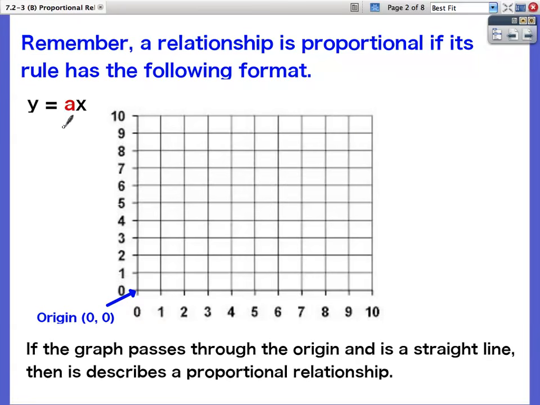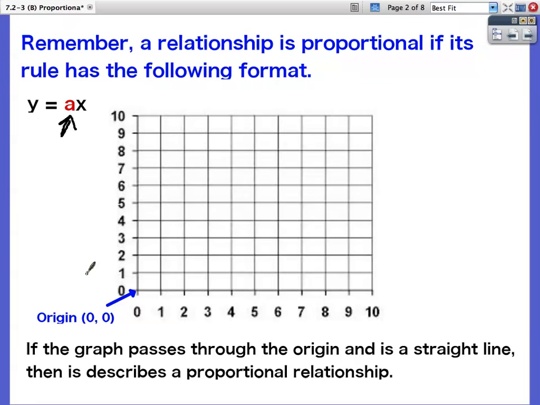Remember that a proportional relationship follows this format where A, right here, is the constant of proportionality. But for something to be considered proportional, it's got to be y equals ax, where A would be a number, and y and x would be your output and input.